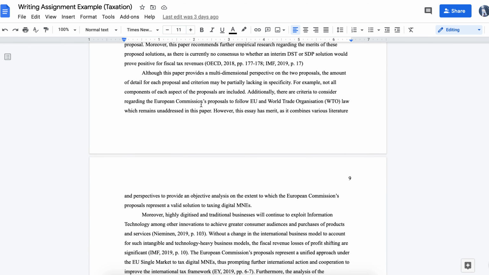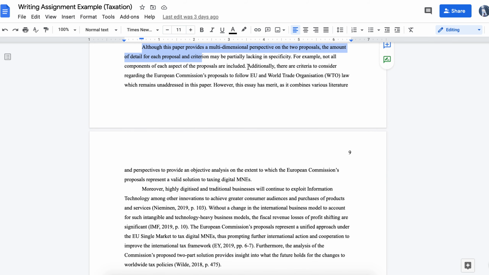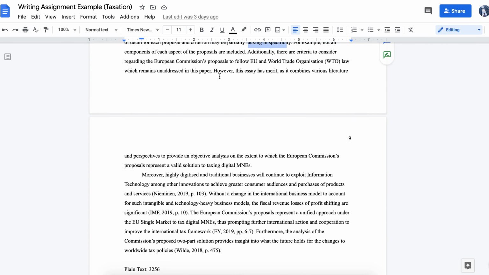And then I went into my limitations. I said good things about my paper. However, there are some things that I was lacking, so lacking in specificity, maybe. Maybe not all components I included. But at the very end, I did say that my essay still has merit because I still use the most important aspects to analyze my central question.